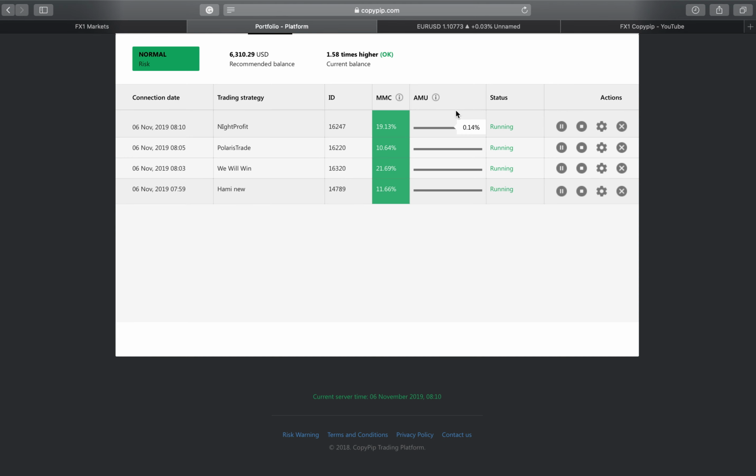So basically the sum of all these numbers shouldn't exceed 15%. See, this number is so small, 0.14, which will be, let's say, green, and then it will be yellow, and then it will be red. So you need to take care of your AMU, average margin use.